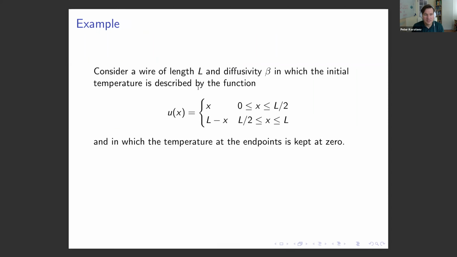Let's do the example. I take a wire of length L and diffusivity beta, or heat transmission coefficient beta, in which the initial temperature is described by a function. It looks like x, as x goes from 0 to L over 2, and L minus x on the second half of the segment. So if you draw it, if this is L, this is 0, it would be a wedge like that, right? So this is u of x.